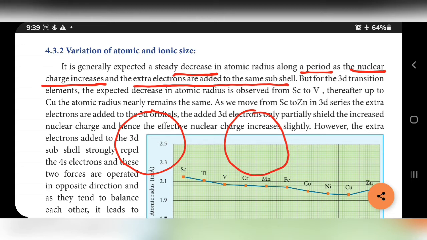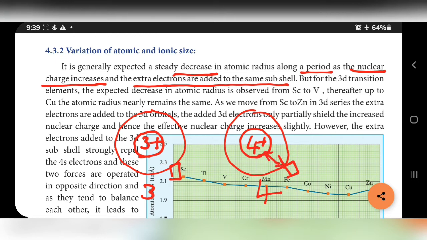Take one example. If this is atomic number 3 and here atomic number 4. Atomic number 3 means it contains 3 protons, so 3 positive charges are present at the center. Atomic number 4 means 4 positive charges are present at the center. We can assume here 3 magnets are there, here 4 magnets are there. If you bring one iron piece to these circles, which circle will attract it strongly? In this circle only.